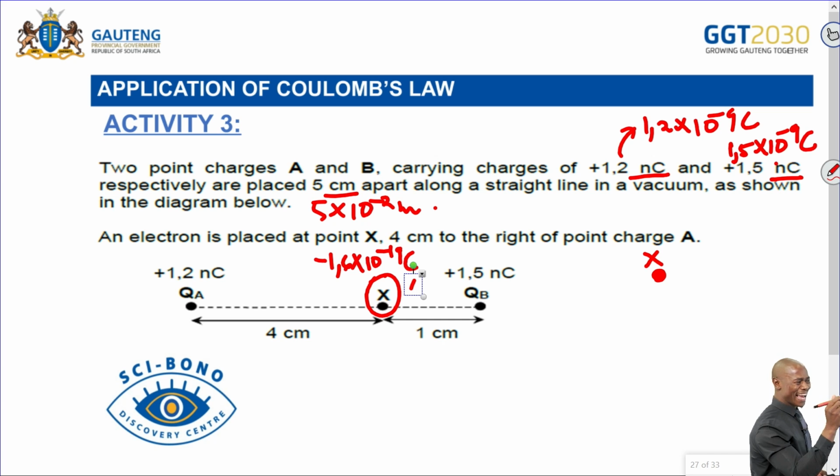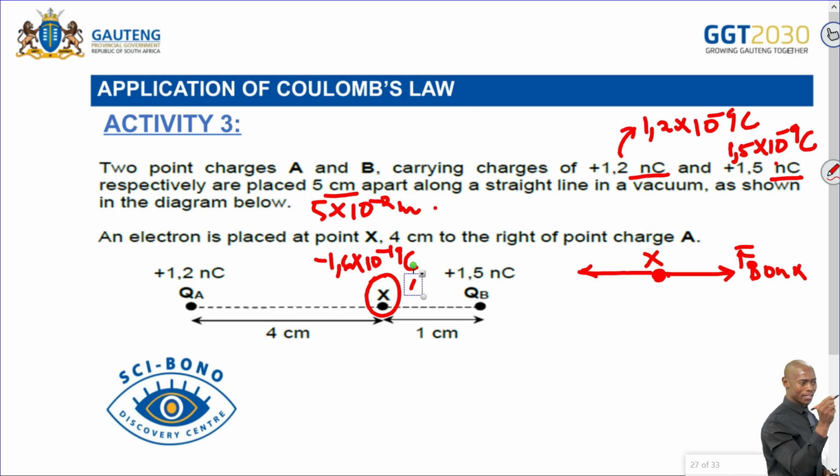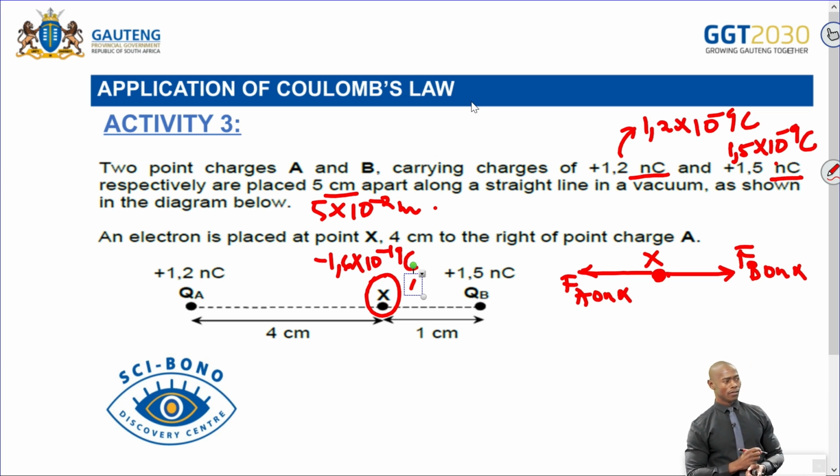So you focus on X. X is attracted to B, and B is on this side. This is the force that B exerts on X. X is also attracted to A. This is the force that A exerts on X. This is the free body diagram.